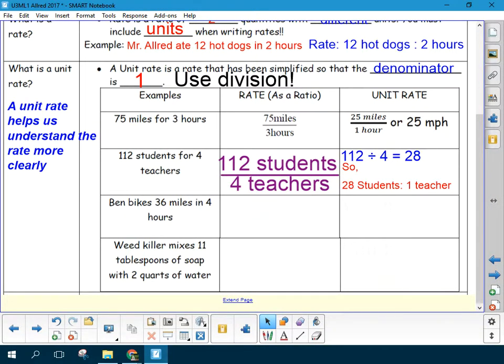If you biked 36 miles in 4 hours, you would have a rate of 36 miles to 4 hours. But how would you find the unit rate? I want you to try it and tell Edpuzzle what you got.